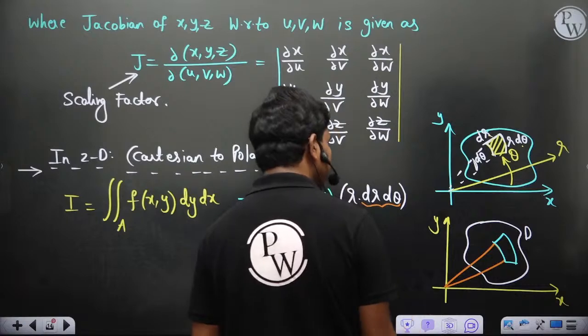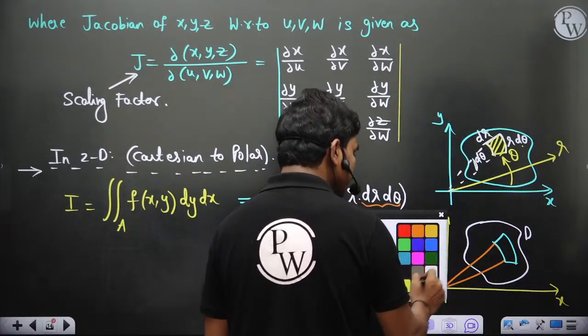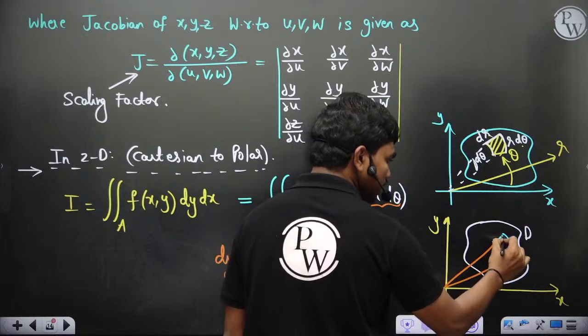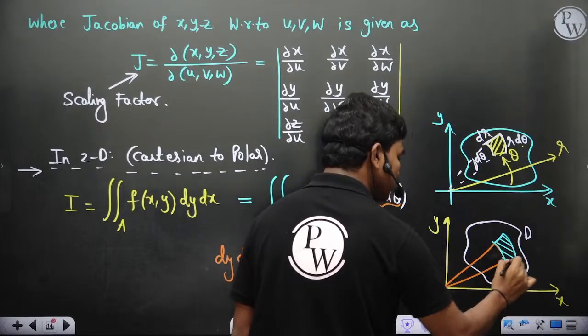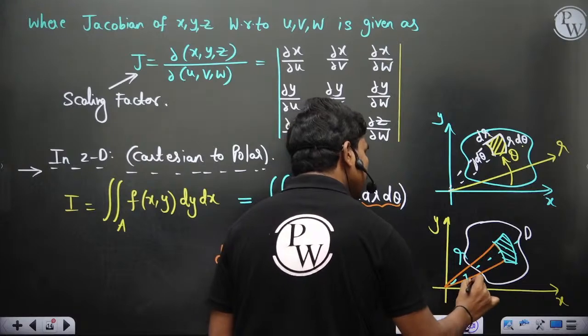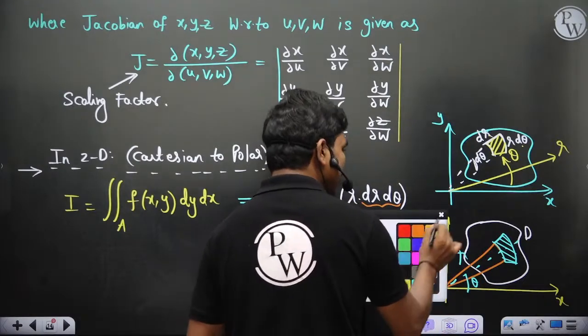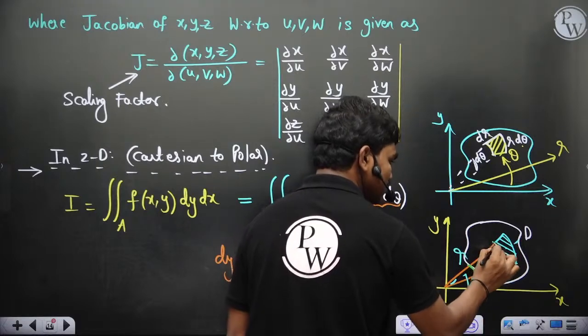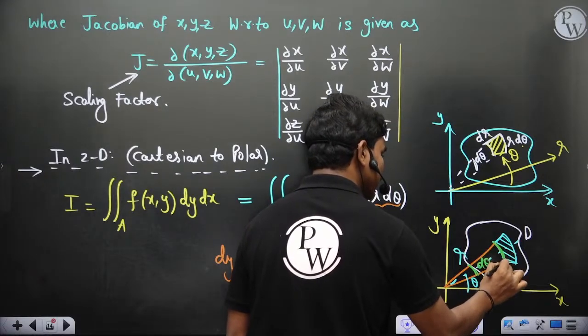So this is the elemental area. This elemental area can be chosen, like how dx into dy can be chosen at any spot. Similarly, this elemental area can be chosen at any radius and at any angle theta. So let's say if this included angle is d theta, then the length of the arc is nothing but r times d theta.